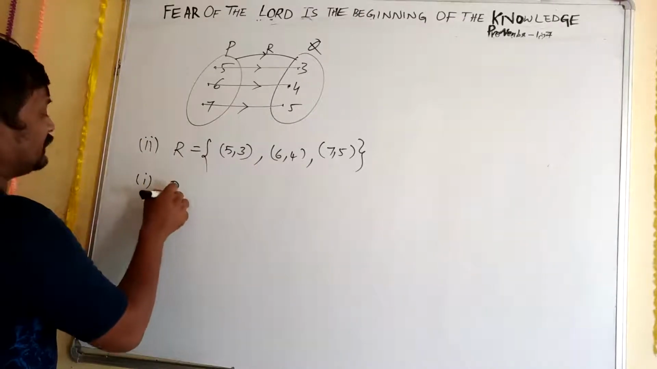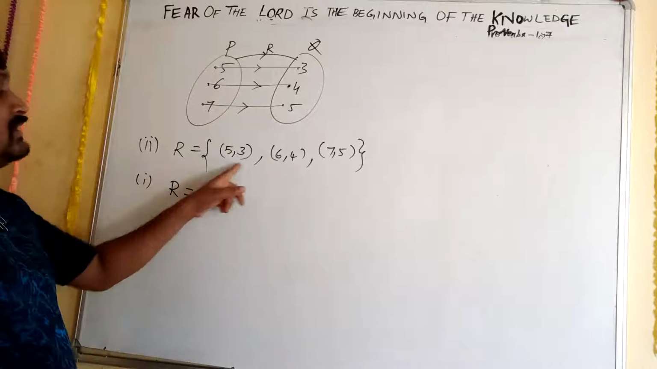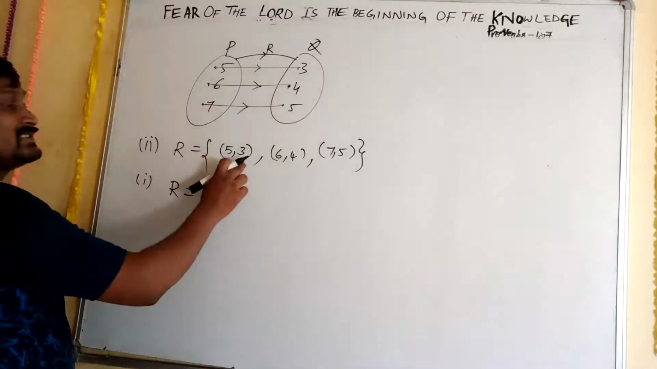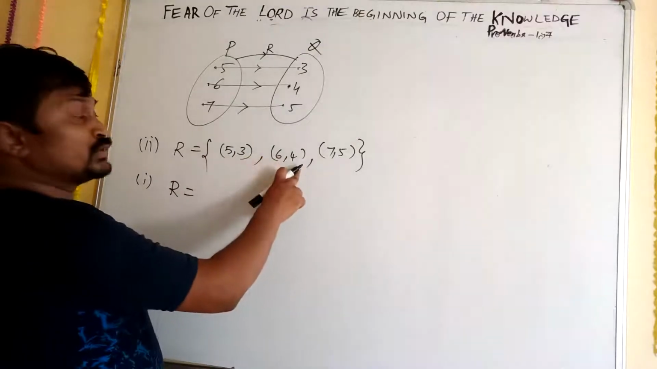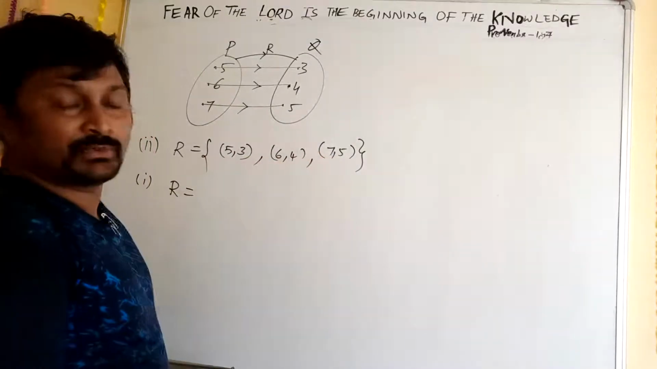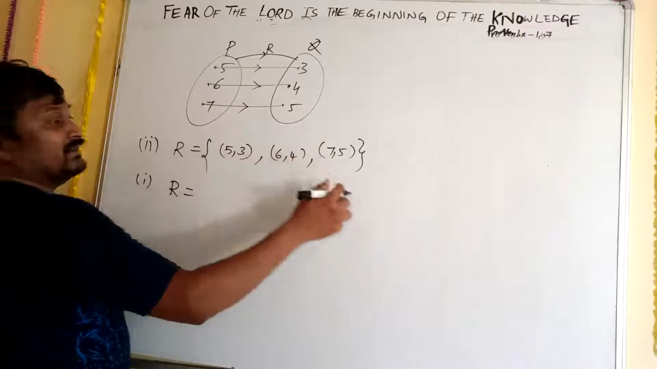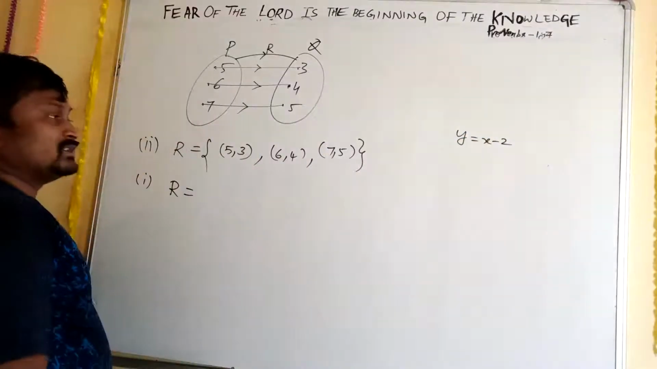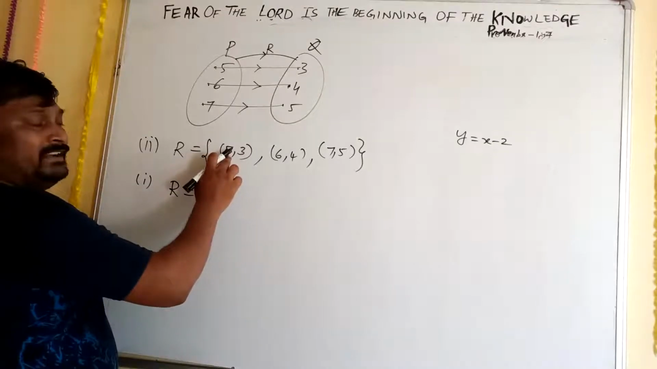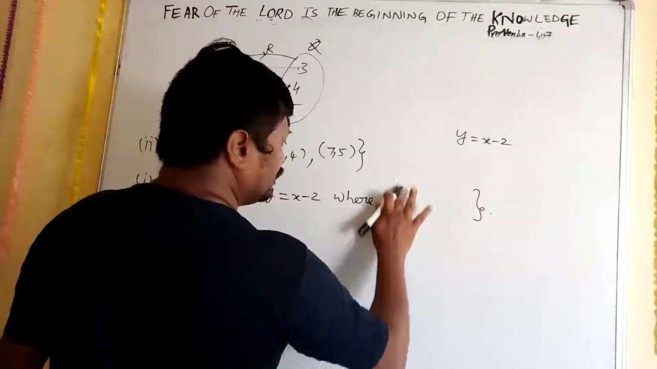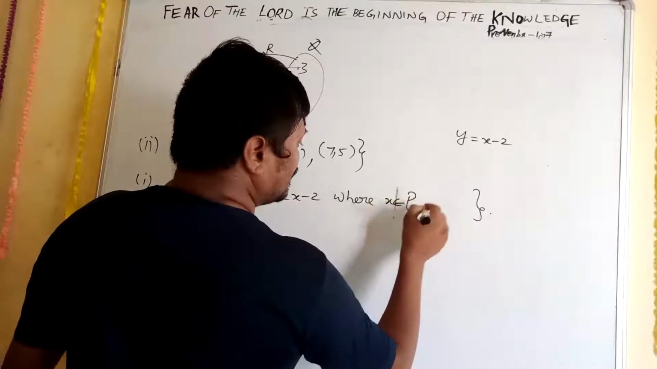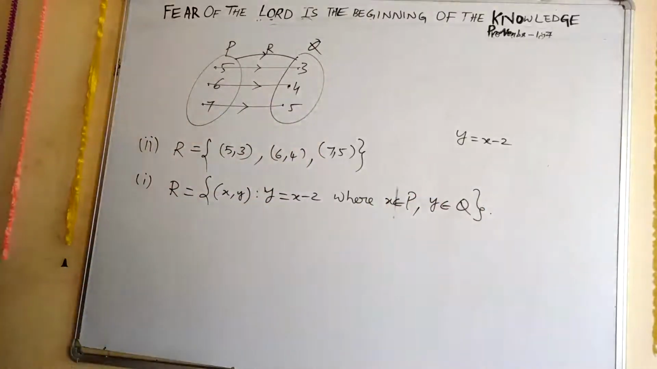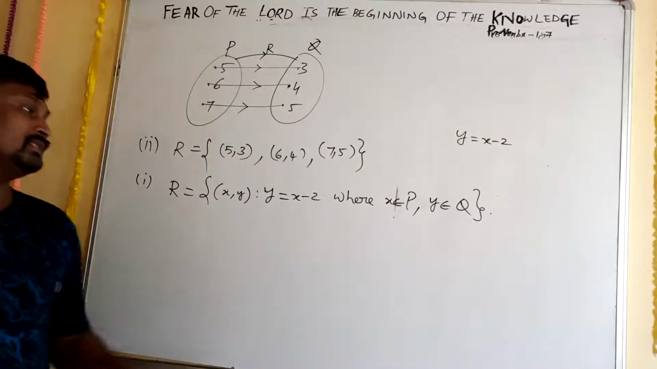I need to write in set builder form. So set builder form R is equal to, first you check what you find common here. So 5 minus 3, 2, 6 minus 4, 2, and 7 minus 5, 2. You have understood that everywhere y is equal to x minus 2. So you can check now. So 5 minus 2 is nothing, comma, y belongs to Q. So if you write that, that is your set builder form. What is here?